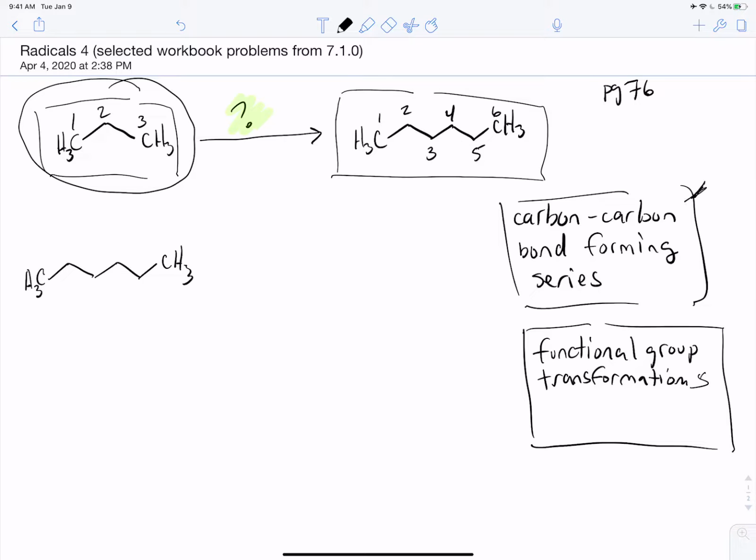And then the carbon-carbon bond forming series, that's just the series of reactions that you need to form the carbon-carbon bond. And for us, at this point, that's just the alkylation of the acetylide ion. It's deprotonating an alkyne and alkylating it with an alkyl halide. Okay, so I'm trying to think backwards here, right?